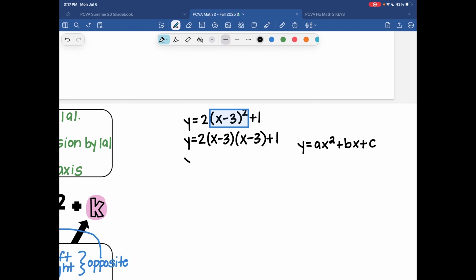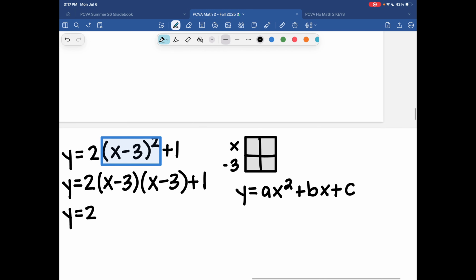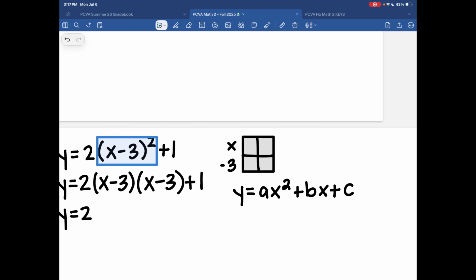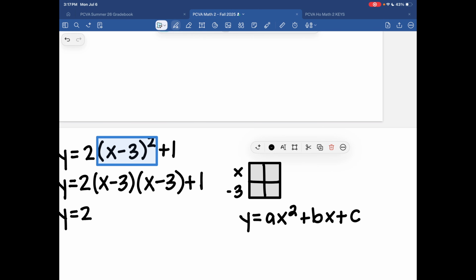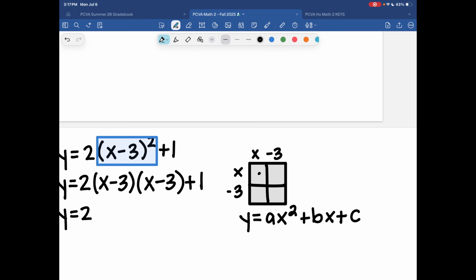But I'm going to multiply these two out. So remember, when we do the box method, you set up your rows and columns. So we're going to have an x and a -3, and that is a -3 because there's a subtraction in front, and another x and a -3. I'm going to have x times x is going to give me x squared. Then I have -3 times x is -3x. -3 times x is another -3x. And then -3 and -3 is 9.